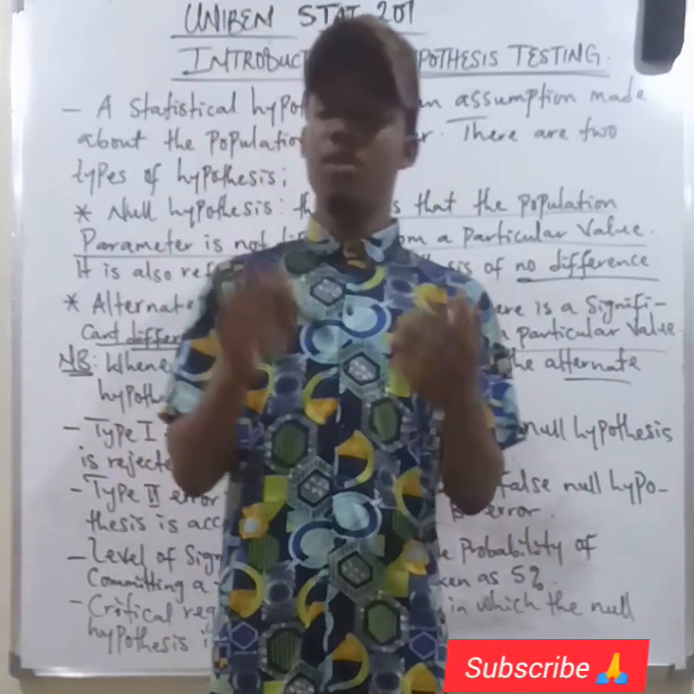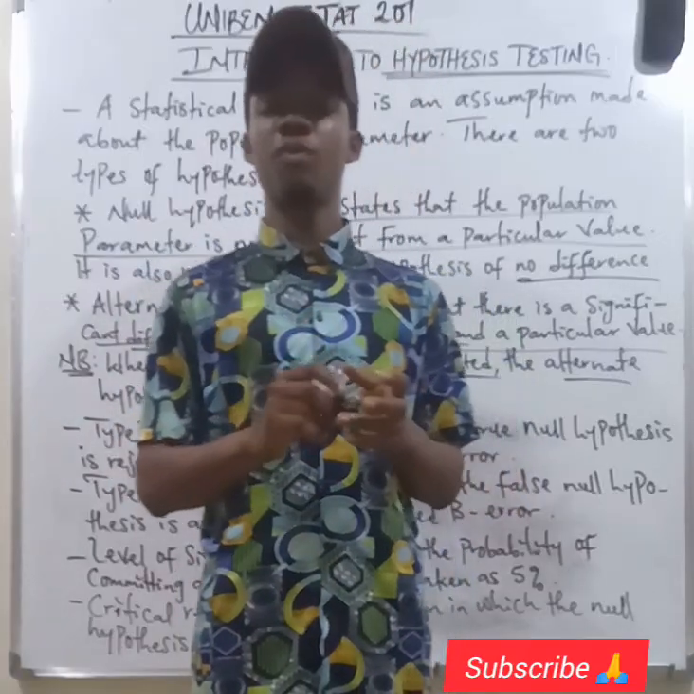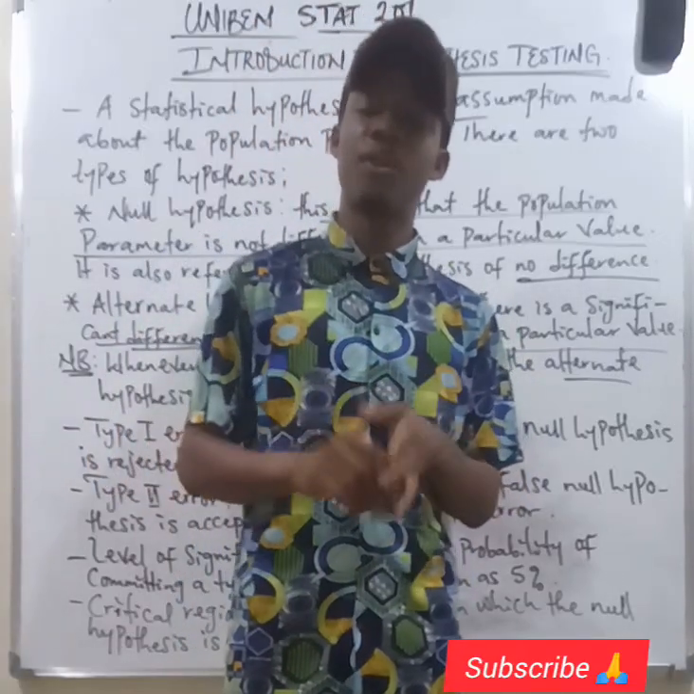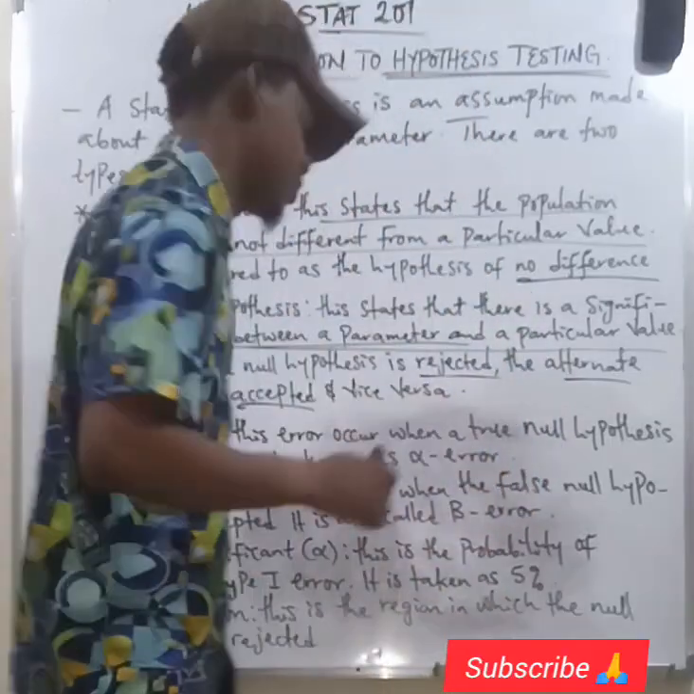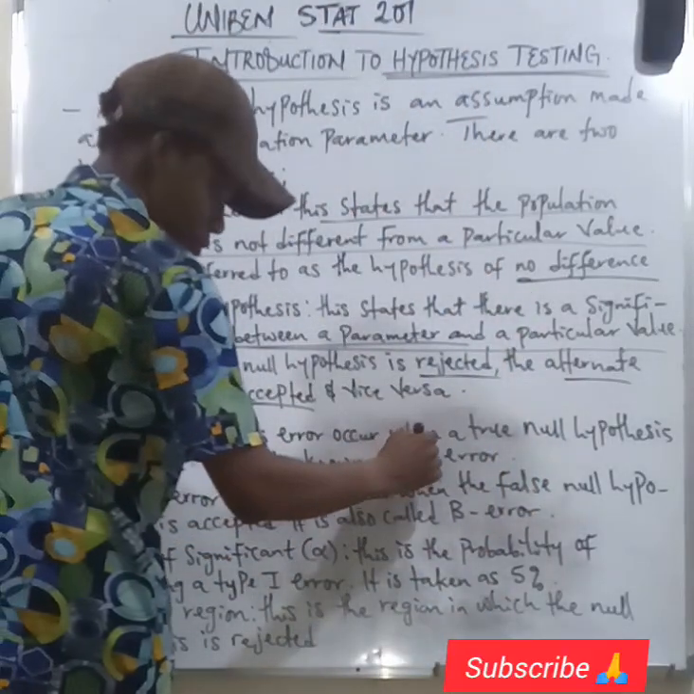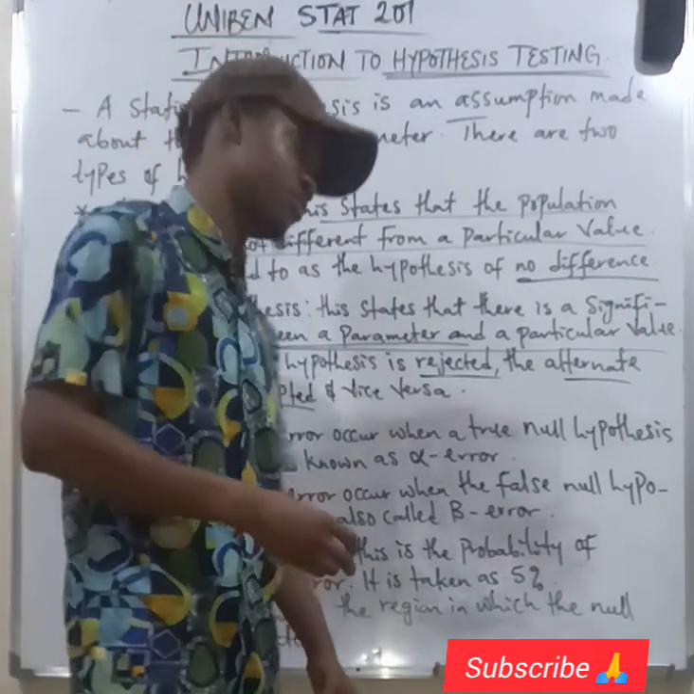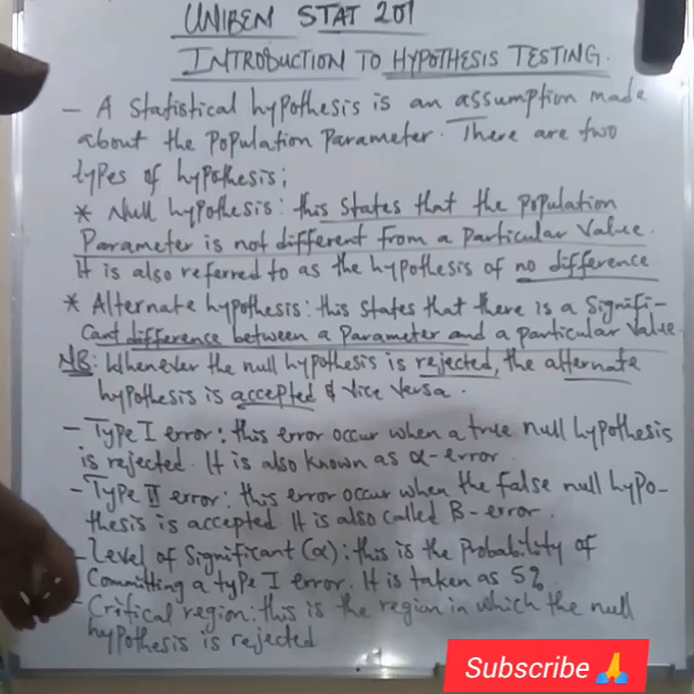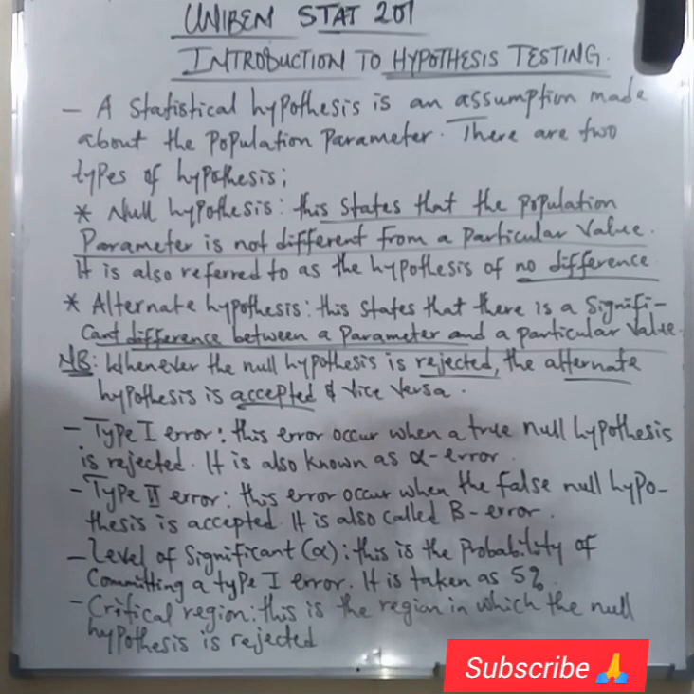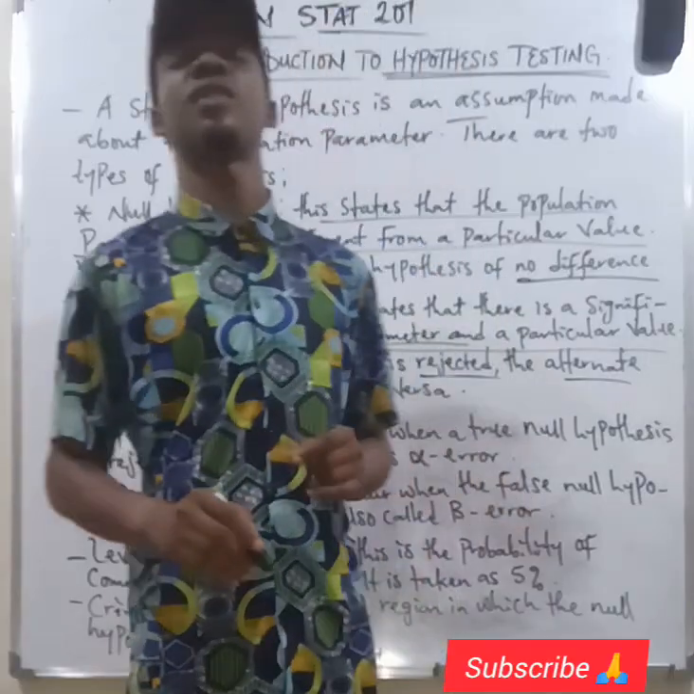So when you fail to accept a true null hypothesis, you have committed an error known as what? The type 1 error. The type 1 error is also known as the alpha error. Then the type 2 error. This error occurs when a false null hypothesis is accepted.